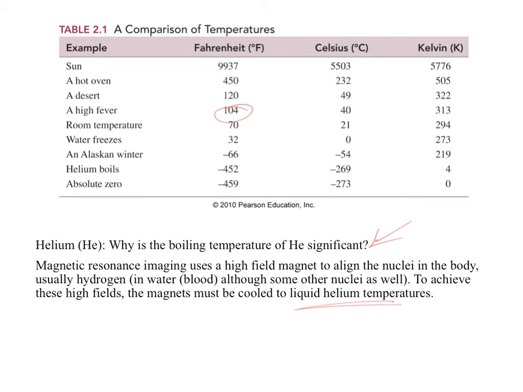All right, here's some interesting things here. If you want to look at this table at some point, you can. I'm not going to read it all to you. It just has some different temperatures and in the 3 different scales. So the sun on average is at 9,937 degrees Fahrenheit, which is 5,503 Celsius, and that's 5,776 Kelvin. Holy cow, that's hot. You can compare that to a hot oven, the desert, a patient with a high fever. You can read through all this.